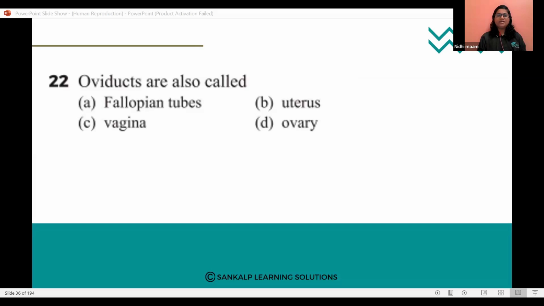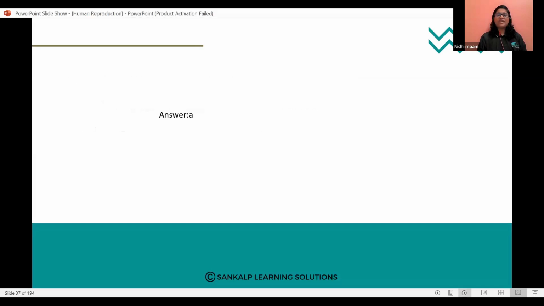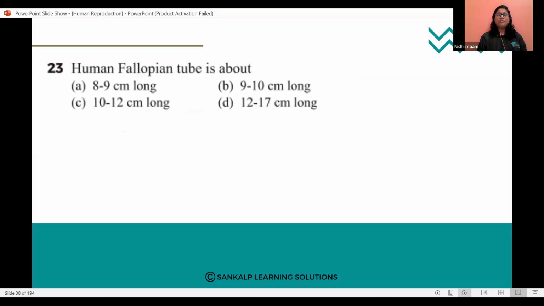So oviducts are also called as option A, fallopian tubes. Human fallopian tube is about how long? A is 8 to 9 centimeter long. B is 9 to 10 centimeter long. C is 10 to 12 centimeter long. D is 12 to 17 centimeter long.